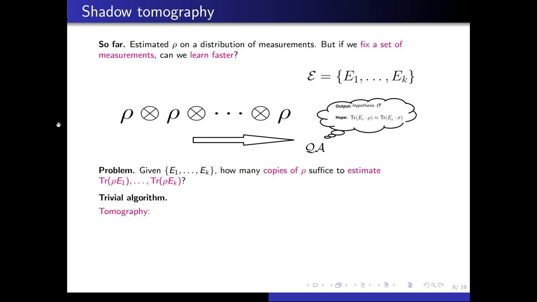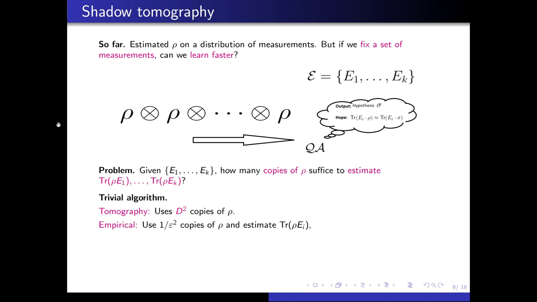And there are two trivial algorithms here, and one is tomography. Because I'm given copies of rho, I can just do standard tomography, and the sample complexity is d squared. So I just, for example, take d squared copies of rho, I do tomography, and as I said, in tomography, I output a state sigma such that trace of sigma EI minus trace of rho EI is small for all I's. In particular for this set E, and I could just output that. But this uses d squared copies, which is pretty expensive.